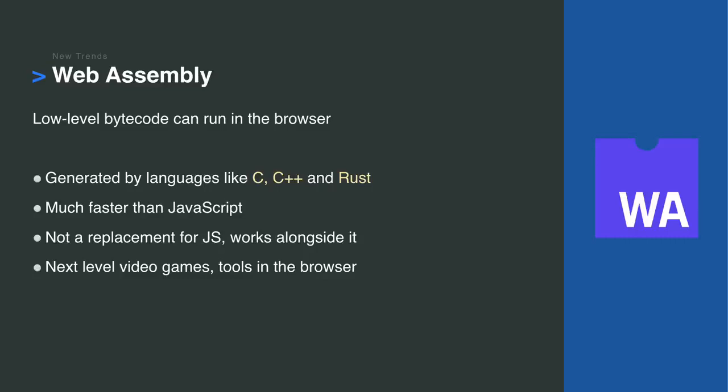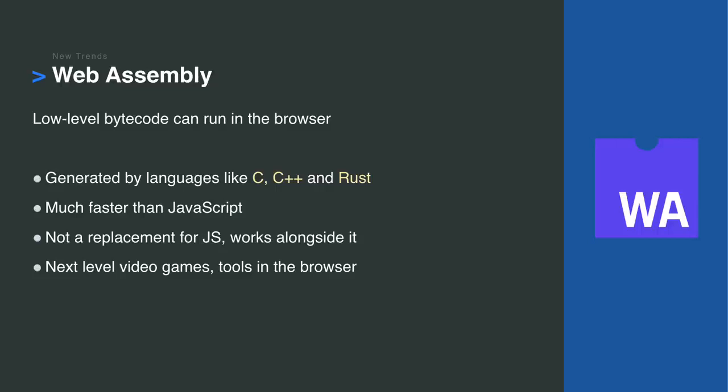So what WebAssembly offers is an alternative for some of the things JavaScript does in the browser. It's an efficient low-level bytecode, and it can be executed by a browser. And it's extremely fast, and it can be generated by languages like C, C++, and also Rust, like I mentioned earlier. Rust is a much easier language to learn than C and C++.